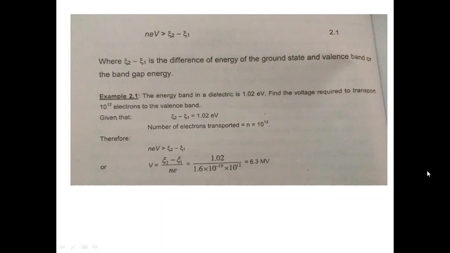Okay, this is actually an example related to the band gap theory. We have this is a valence band. This is the forbidden band. And this is the conduction band. And this is E2. This is E1. So this is actually the band gap energy which is required to jump electrons from valence band to the conduction band. So how many electrons? There are 10 to the power 12 electrons.